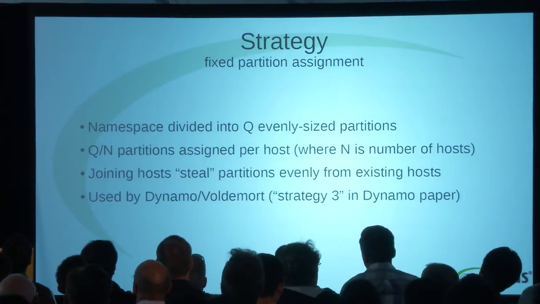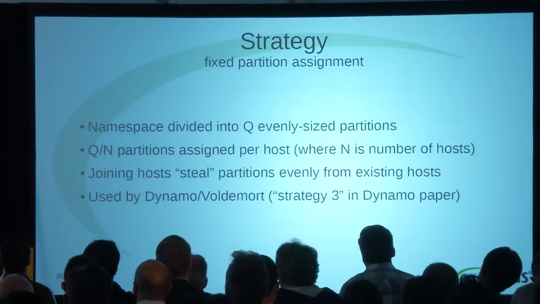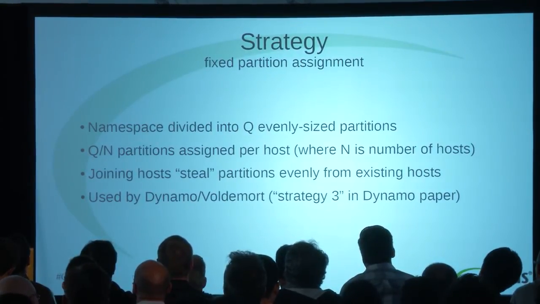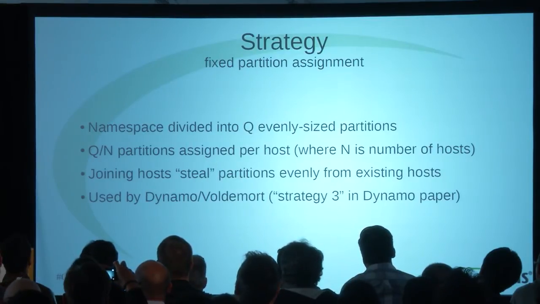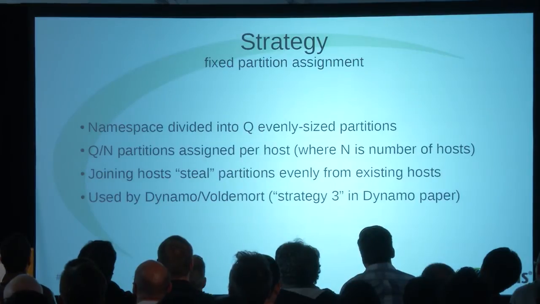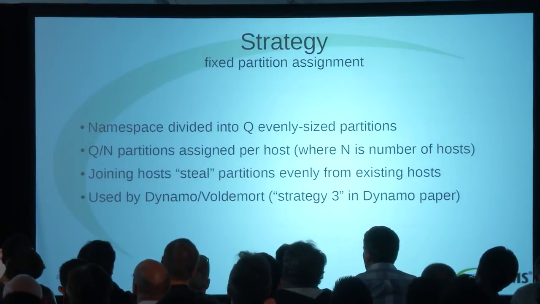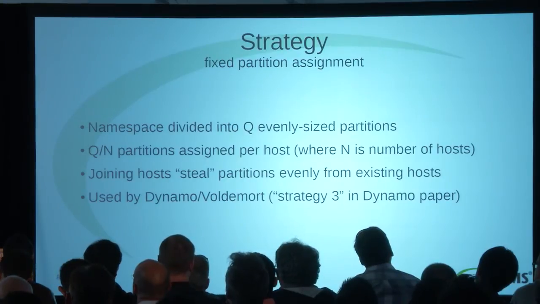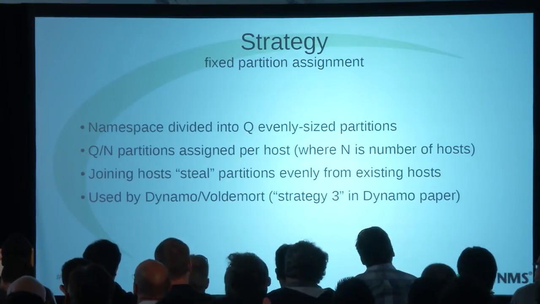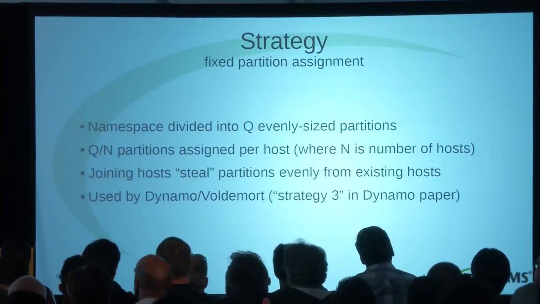Then you have fixed partition assignment. This is what's described in the Dynamo paper as strategy number 3. This is the one that they finally settled on. And the way this one works is you divide the ring, the key space, into Q evenly sized partitions. You just give it a constant number of partitions. So each node has Q over N. It has an equal number of partitions. And when you add a new node to the cluster, you just recalculate Q over N and copy that many partitions from the existing nodes to the new one.